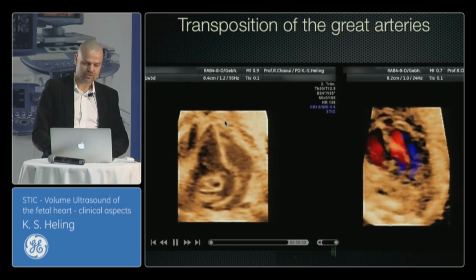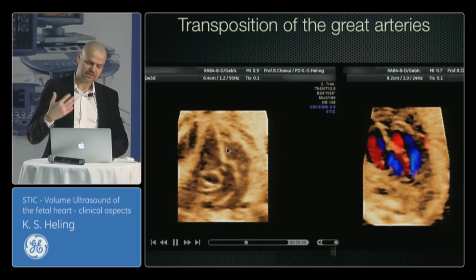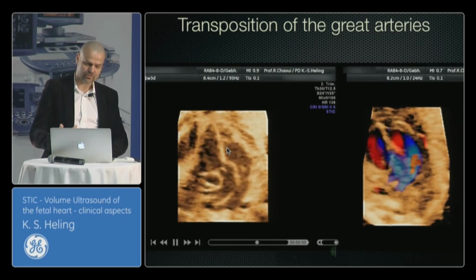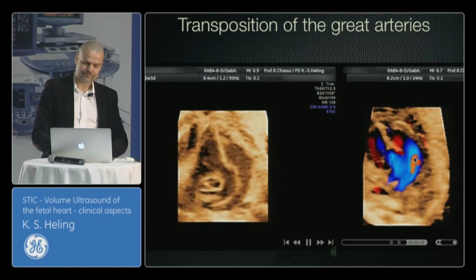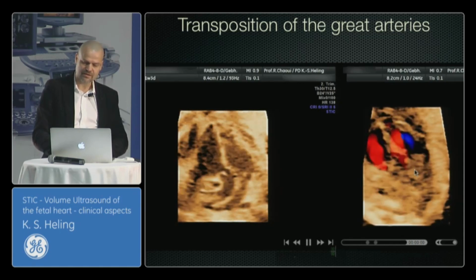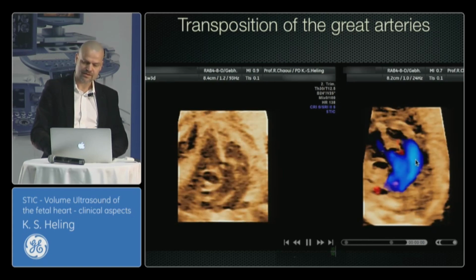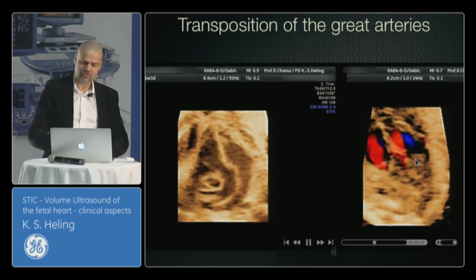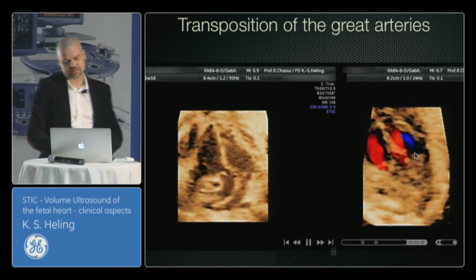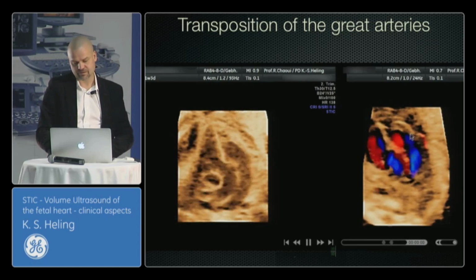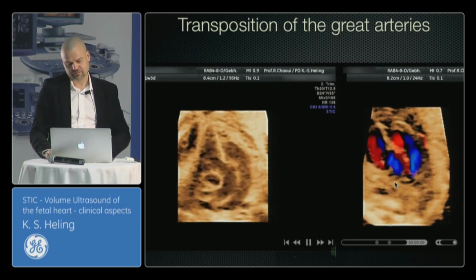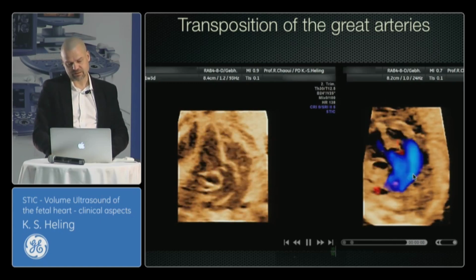When you acquire a volume like this, you must decrease the grayscale of your B mode before acquiring the volume, and for combining with color, you must increase the persistence of the color, so that the color stays longer in the image. Then you get a good quality of the color in a STIC volume, so that you have the diastolic filling of the ventricles and also the systolic filling of both vessels and the parallel course of the vessels.